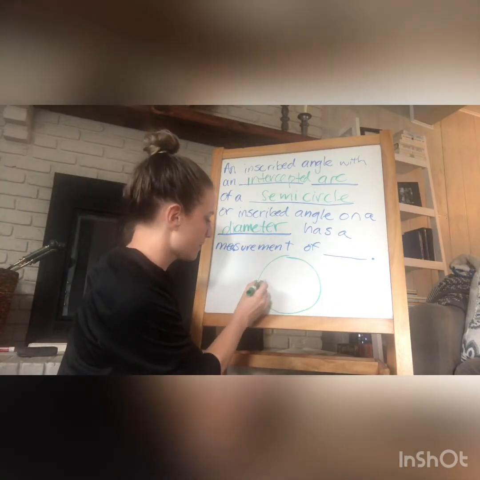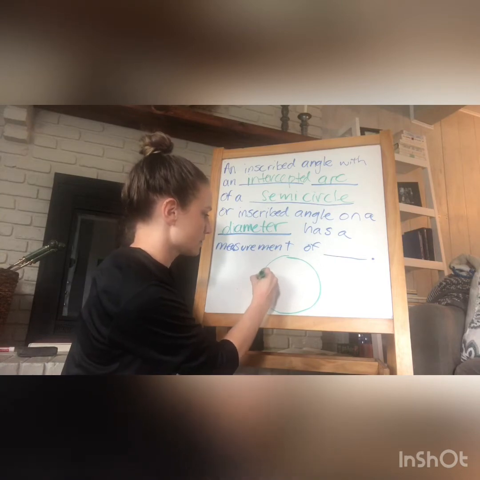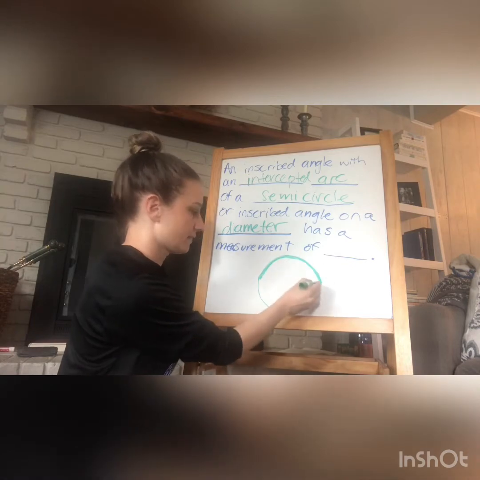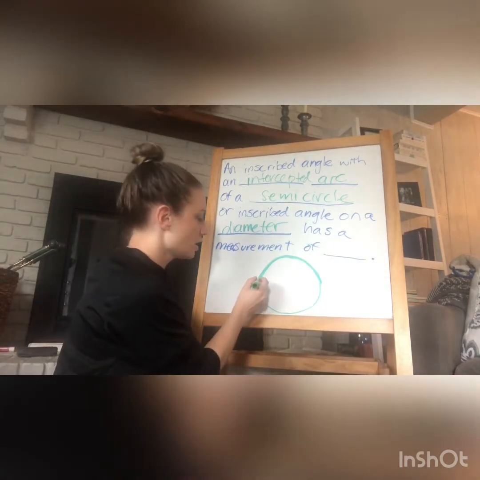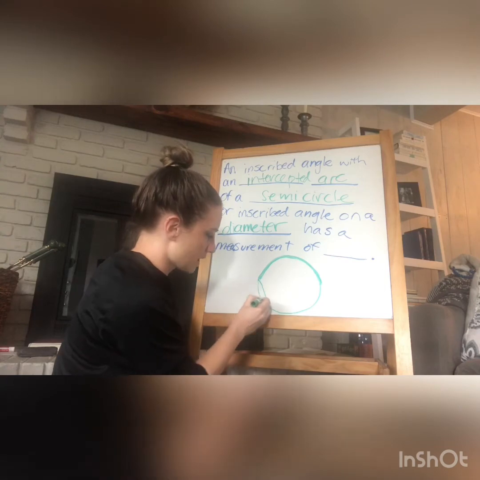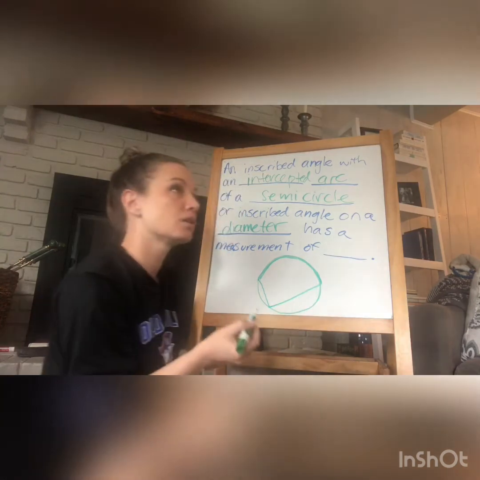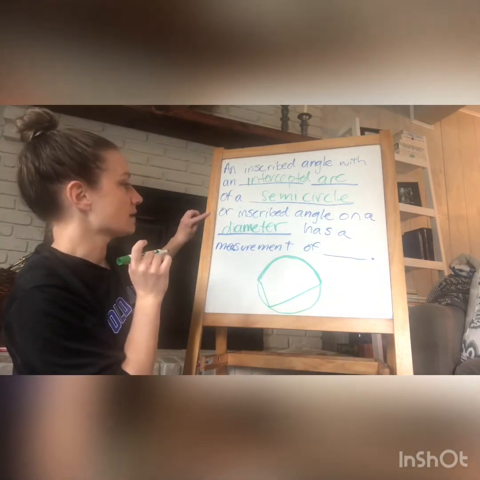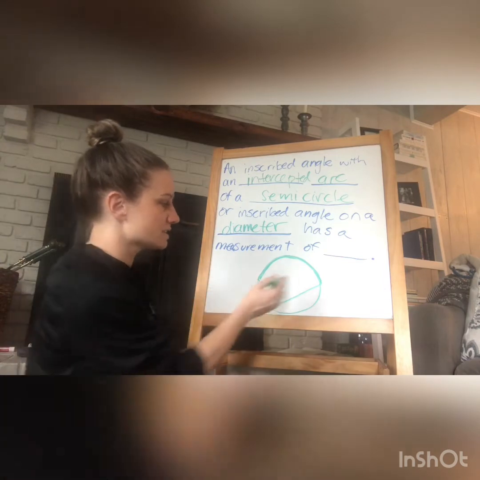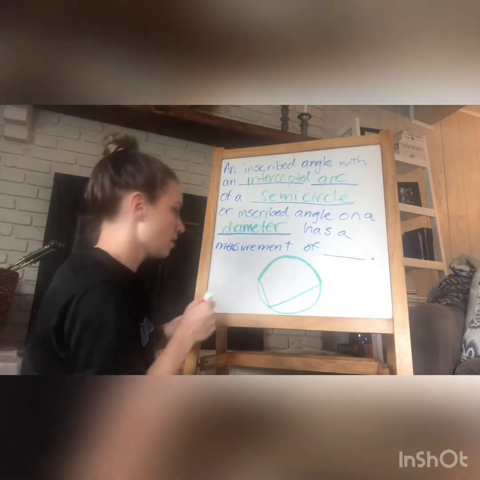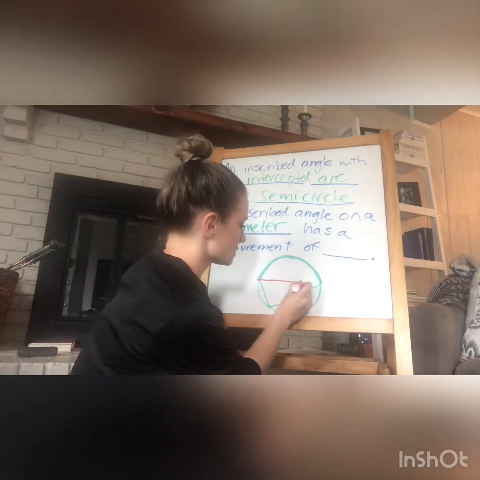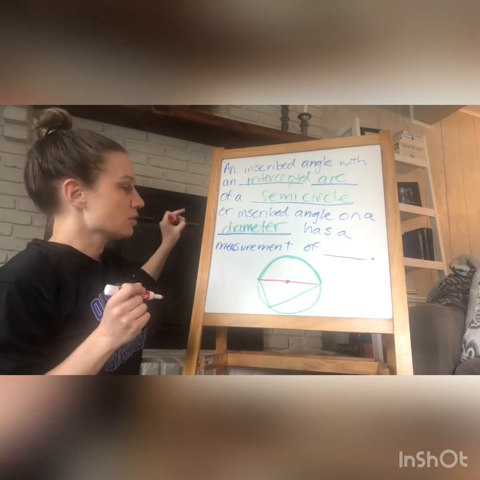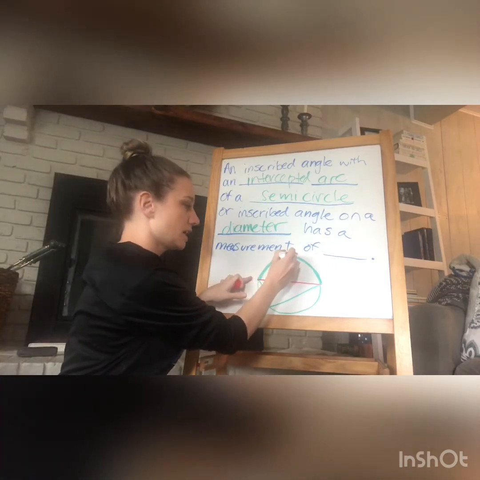My semicircle is half the circle, right? So let's color in half of that. An inscribed angle would be something like that. Or an inscribed angle on a diameter. If this is a semicircle, then this line that connects these 2 chords is going to be your diameter. It's going to go through the center, right? So that's going through the center. This is 180 degrees right here, right?